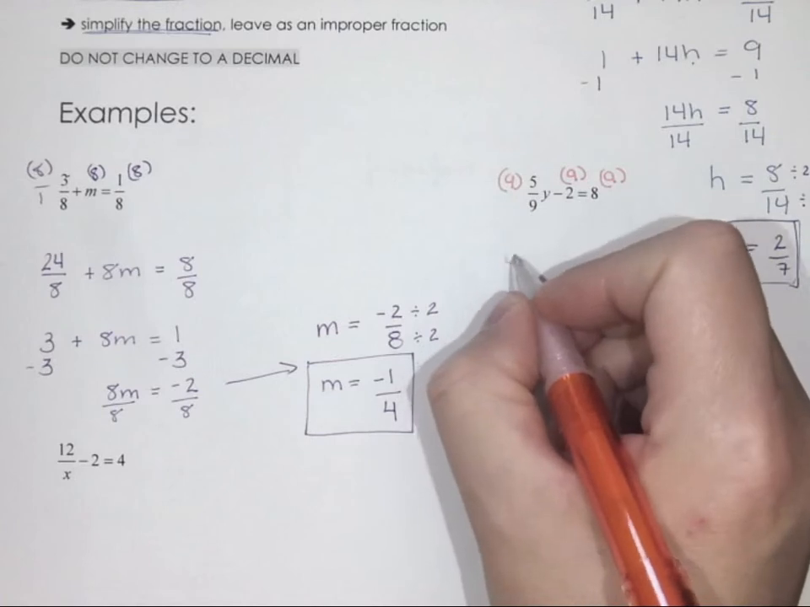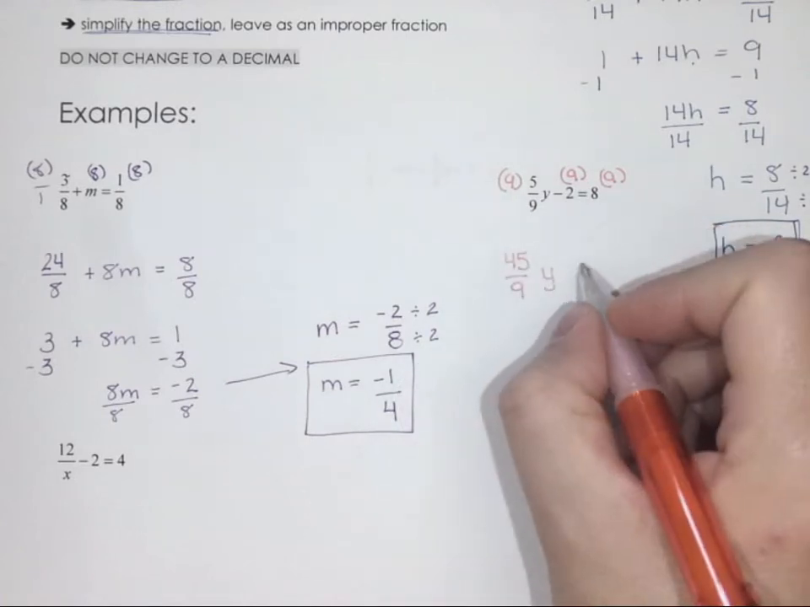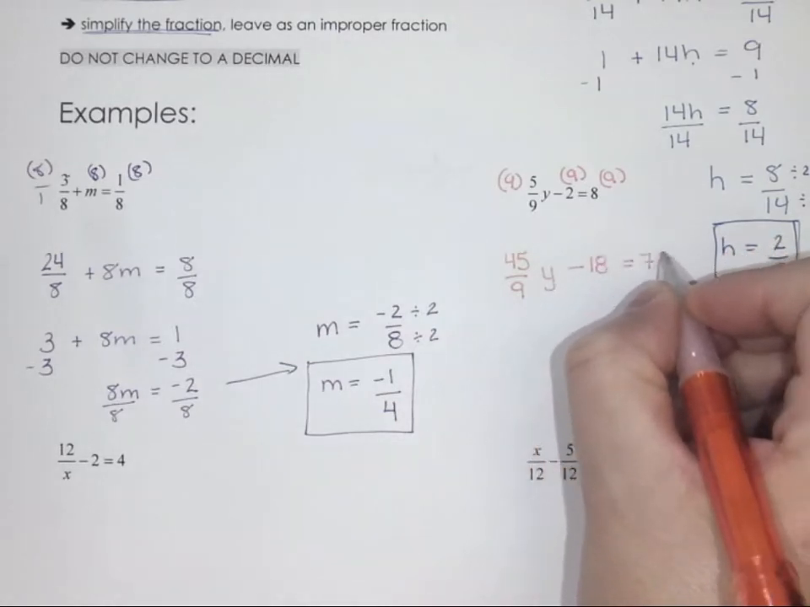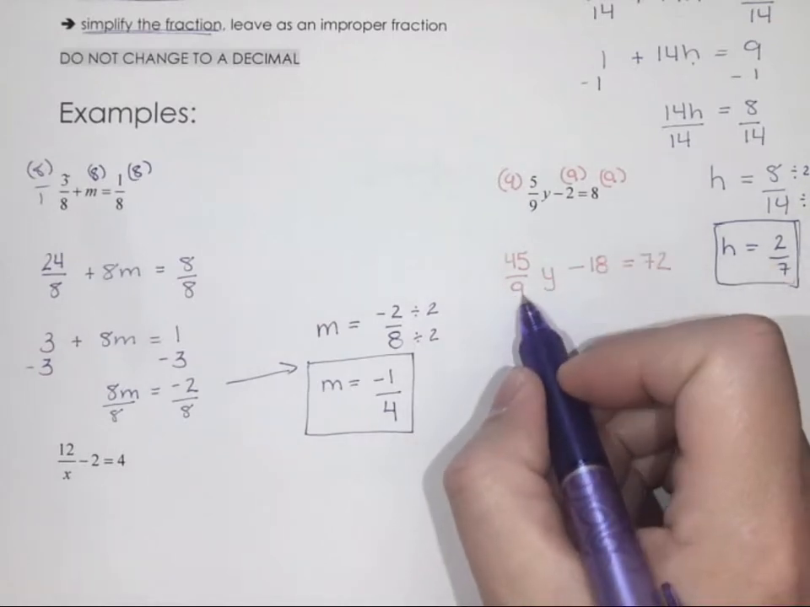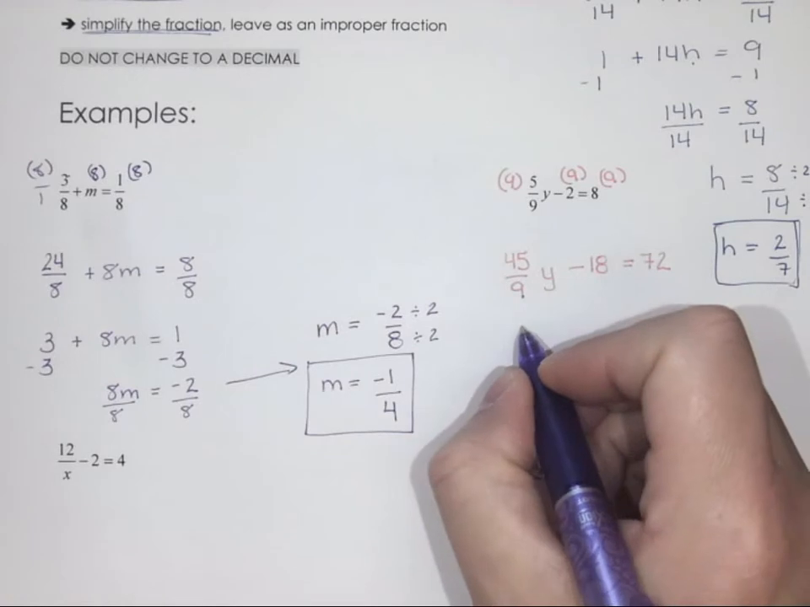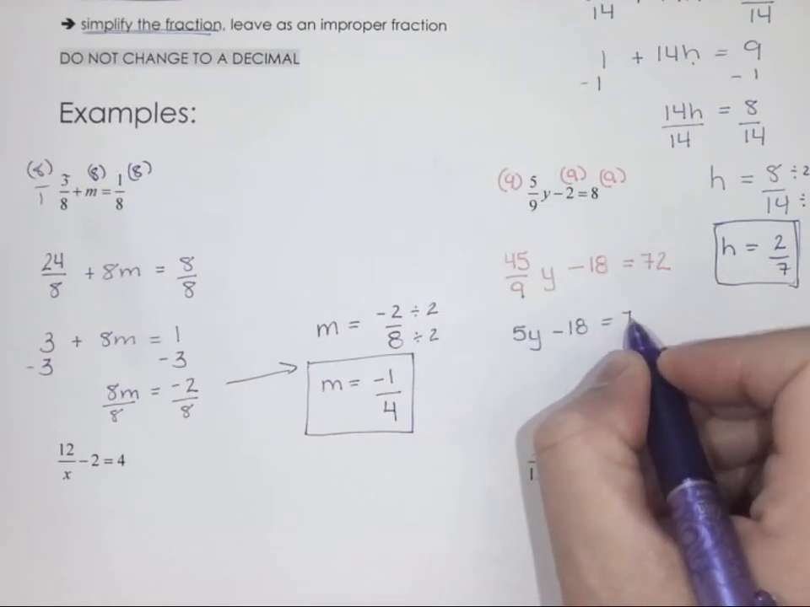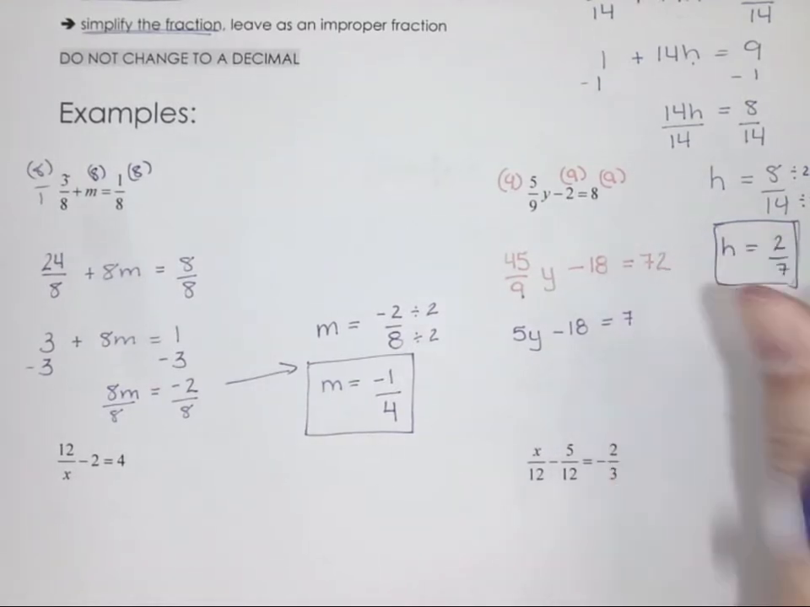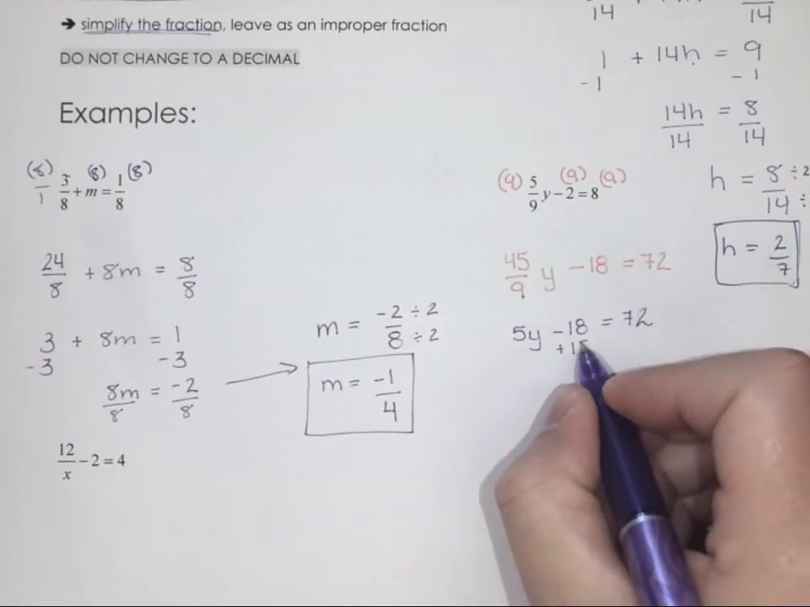So 9 times 5 is 45 over 9. y minus 18 equals 72. Oof, no, too light. I'm switching pens. Sorry, guys. So I'm going to simplify. This is the only fraction I have to simplify. So it's going to be 5y minus 18 equals 72. I said 72, but I wrote 75. So I'm going to add 18 to each side.